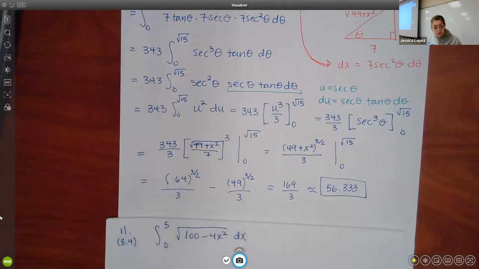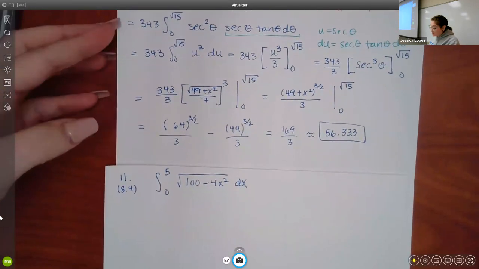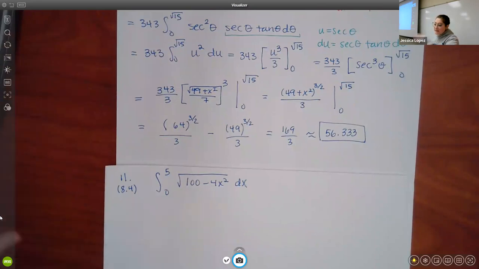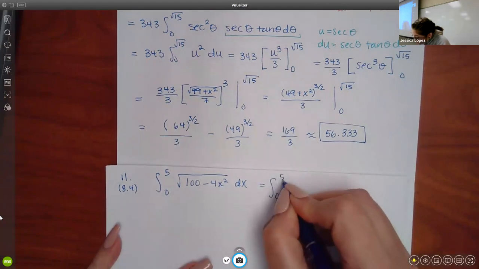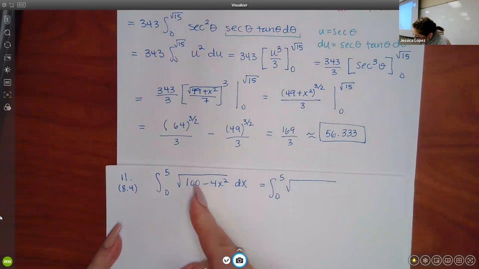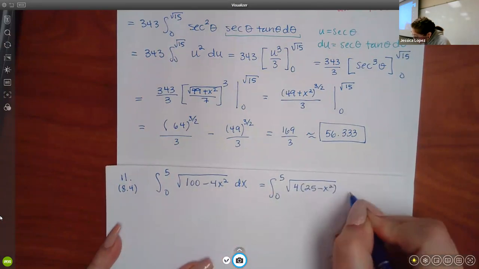Now I have seen people do this problem in two different ways. And I think we even did one like this in class where I mentioned to you that you could do it two different ways, okay? If you can factor something in common here and then take that out of the radical, fantastic. But in this case, I actually can. I can factor out 4 from these two terms, right? And that would just be 25 minus x squared.